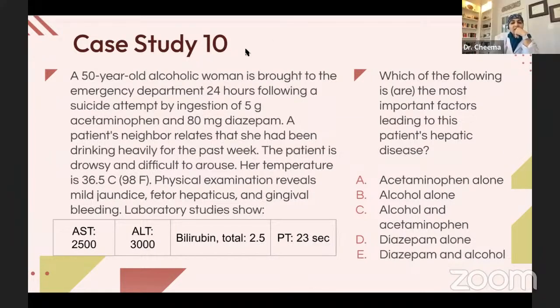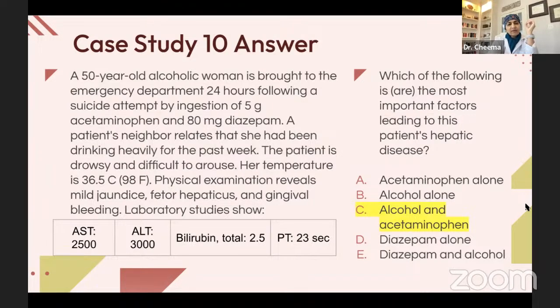Good. So in this case study, we are learning about the risk factors. What is the most important risk factor causing the hepatic failure, right? You can see the AST, ALT is sky high, right? So what's going on? This patient has signs and symptoms of fulminant hepatic failure. So the most common cause is both alcohol and acetaminophen. Answer is C. So what happens? Both these drugs, alcohol and acetaminophen, cause the signs and symptoms of fulminant hepatic failure, as we can see in this case study.